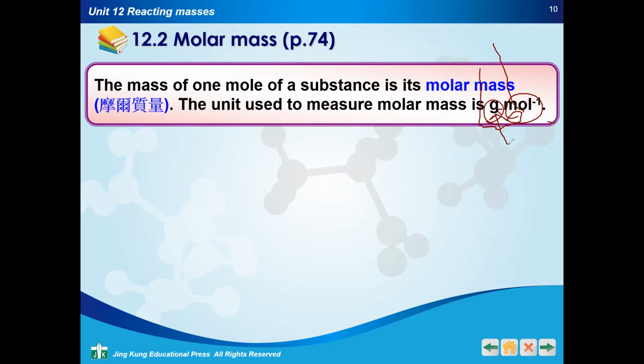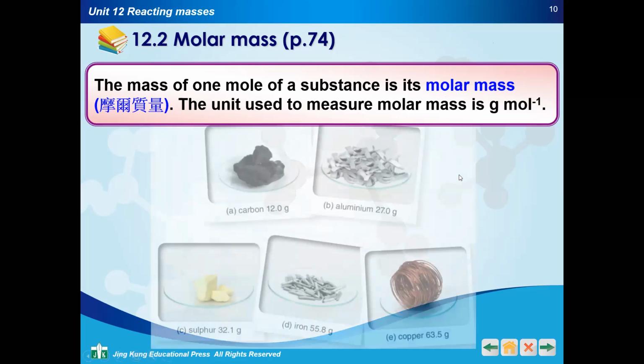Gram per mole, we call it molar mass. Once again, I tell you what that is. It tells you the mass of 1 mole of the substance. Can you get my point? So why do I say so? Because different materials will have their own different molar mass.